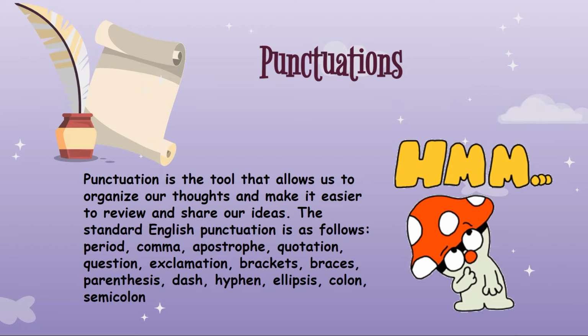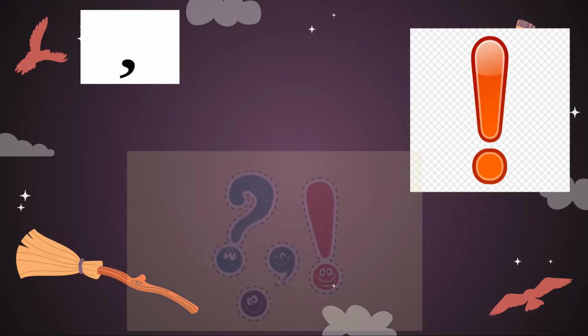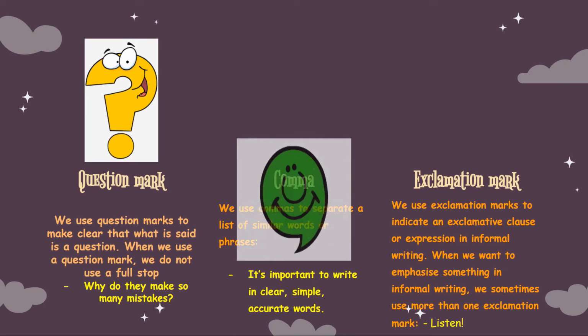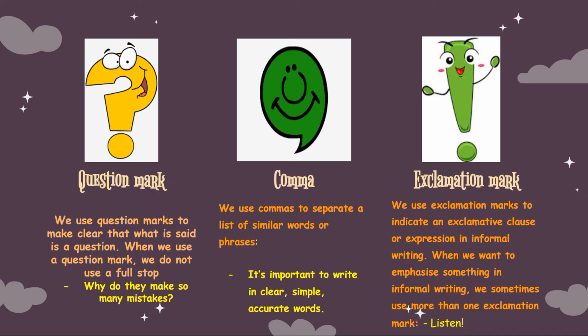So, let's continue our presentation. Here are given a number of punctuation marks. They are question marks, exclamation marks, it can be period and also dots, question marks, and apostrophe. So, let's continue our presentation. Here are given a number of punctuation marks and let's define them one by one.